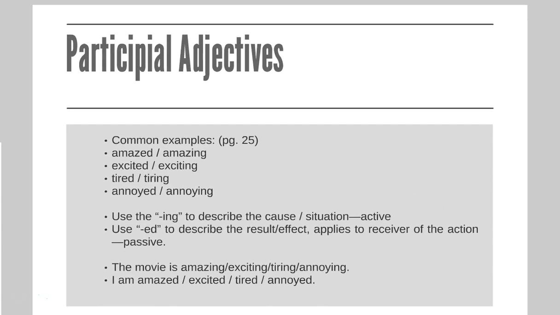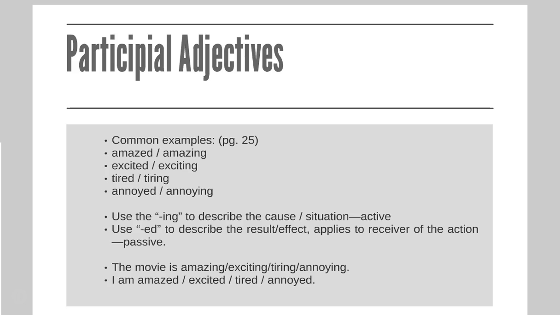Now, let's talk about what are called participial adjectives. Some common examples are listed on page 25. So, the participial adjectives come in pairs with a past participle form and a gerund form, or also known as the present participle form. So some examples are amazed and amazing, excited, exciting, tired, tiring, annoyed, annoying.